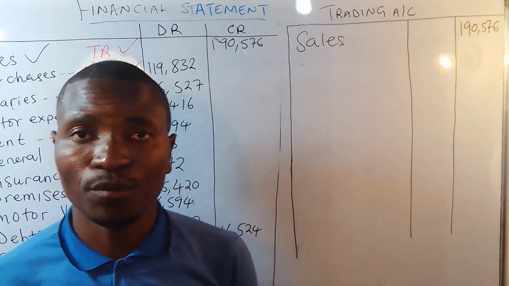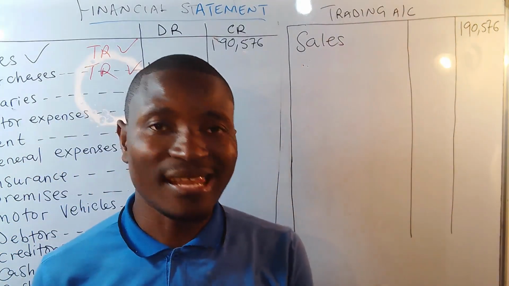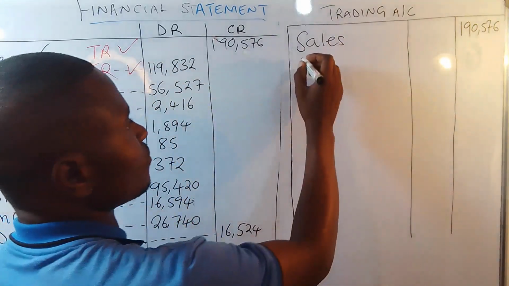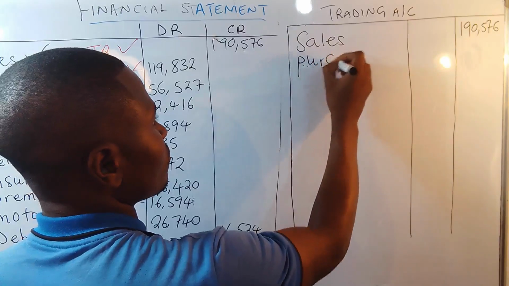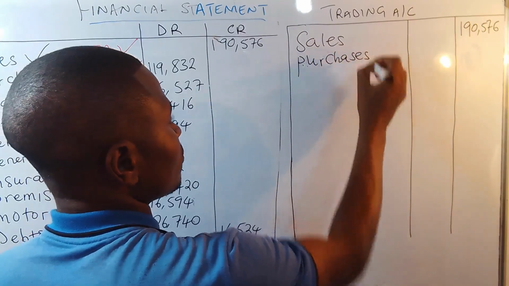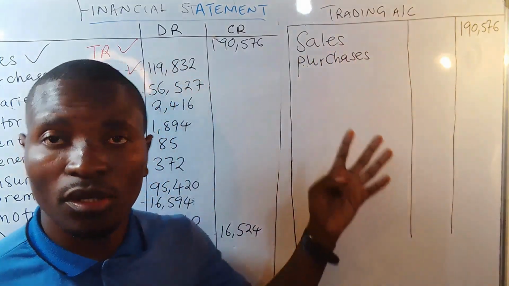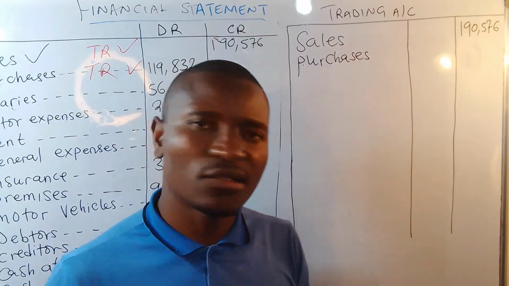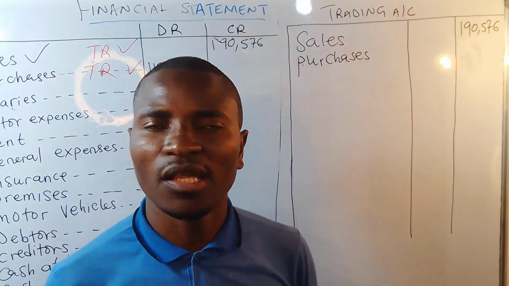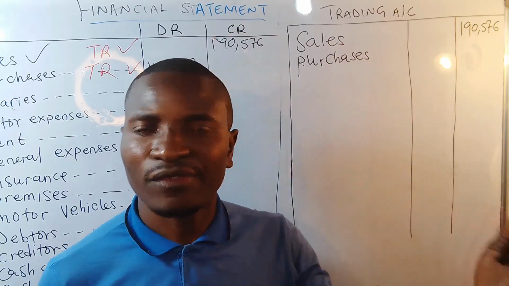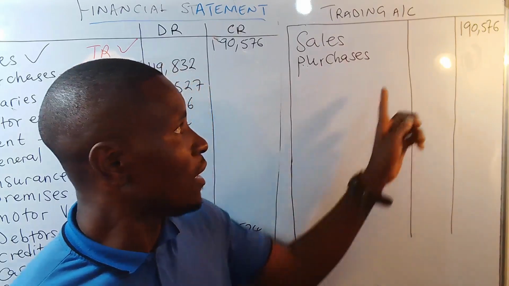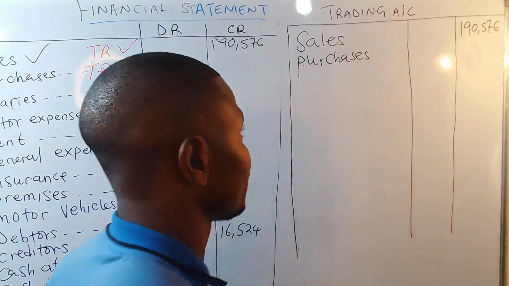And then also once we do that, the next thing that comes in is we have purchases. Purchases happens when you go to buy stuff and then you bring them to the shop, and this is how much you've sold. So this is going to be entered there.